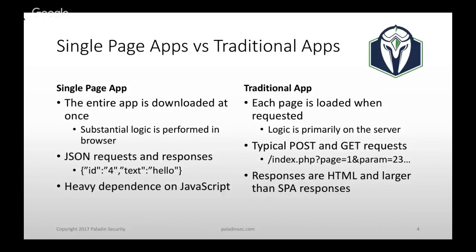In traditional apps, you're going to do a GET or a POST request to some web page with parameters, like page equals 1 and parameter equals 23, and so on. Maybe that'll be in the URL, maybe that'll be in the POST body, but we see that happen. And then what we get back from the server is typically going to be HTML rather than some simple API responses via JSON. As a result, the data we're getting back from the server is quite a bit bigger.